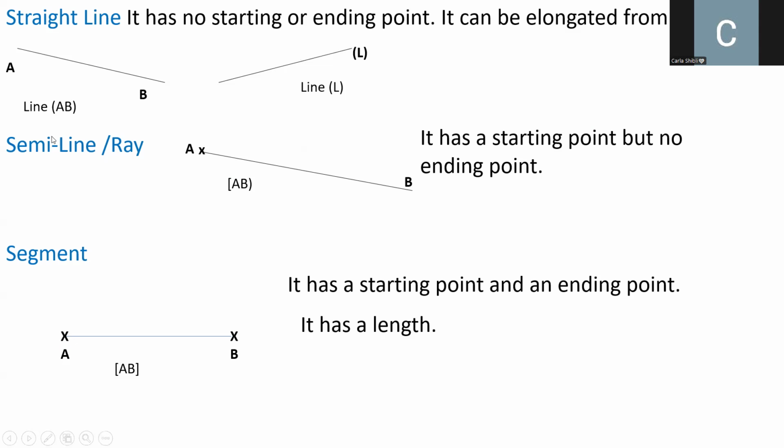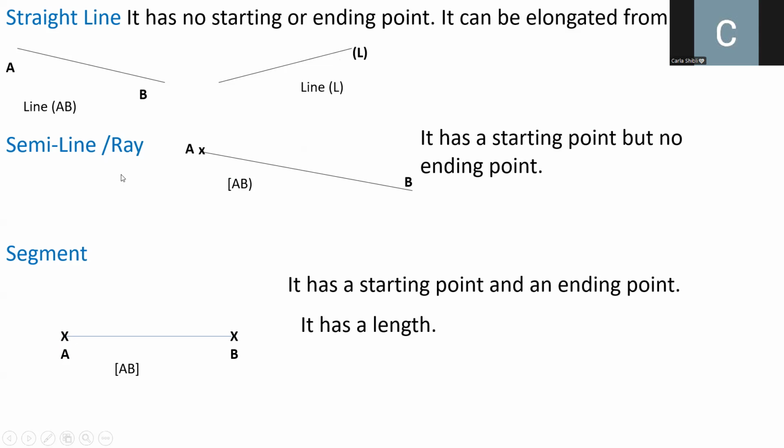I here gave you two examples about the straight line. I have straight line AB, so I write AB between parentheses. These parentheses tell me that we have a straight line AB. I can also call the straight line L, so I write L between parentheses and I write this is line L.